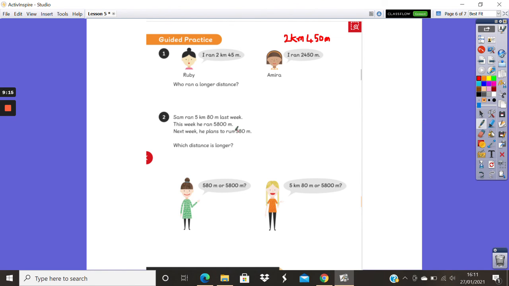Your next question, Sam ran 5 kilometres 80 metres last week. This week he ran 5,800 metres. Next week he plans to run 580 metres. Which distance is longer? Okay, so first week he ran 5 kilometres 80, then 5,800 metres, and then he plans to run another 580 metres. Which one is longer? So convert them into the same measurement to identify which one is longer.